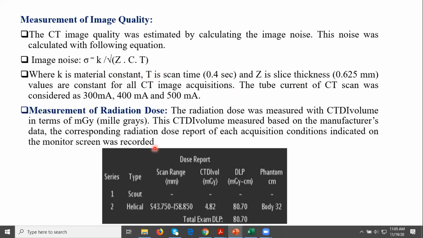For the radiation dose, the CT scanner gives the report directly, in milligrays, the CTDI value. The radiation dose is measured in milligrays, mGy. The CT scanner automatically gives this output value. The image noise and the beam hardening correction factor, you have to calculate, as you have seen.